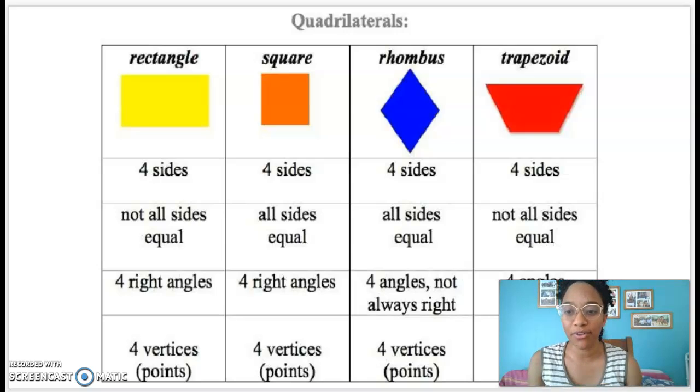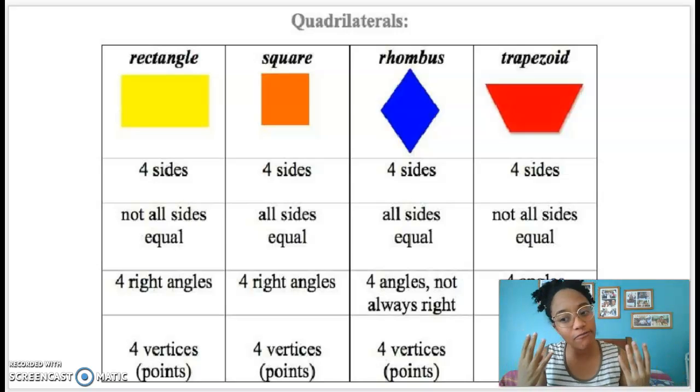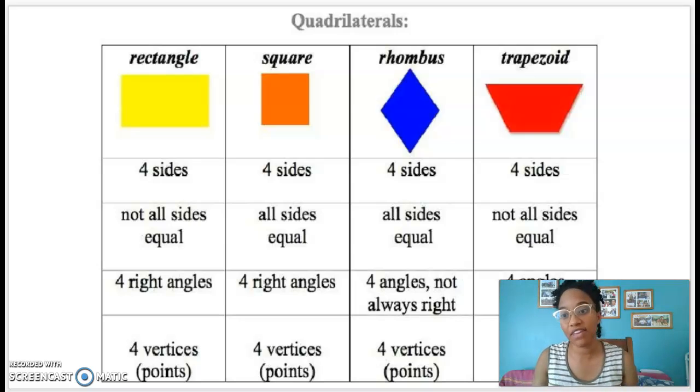Here are 4 examples of the 5 that we're going to learn of 4-sided figures. We've got rectangles, squares, rhombuses, and trapezoids. You'll notice that all of these figures have the same number of sides. They all have 4 sides. Now, in a square or a rhombus, all the sides have equal length. But in trapezoids and rectangles, the side lengths differ from one another.